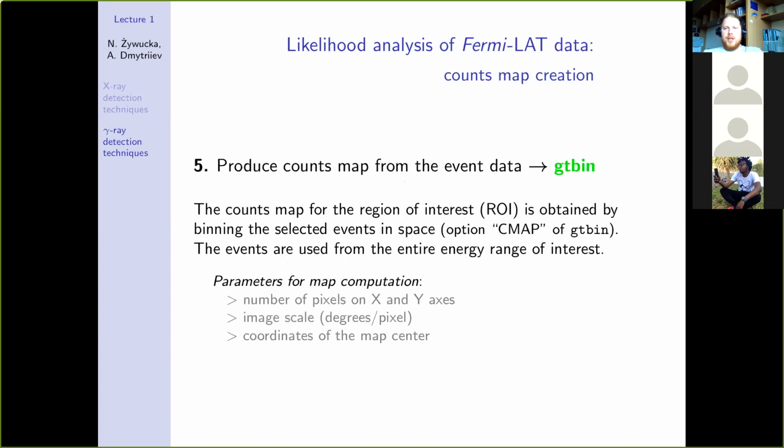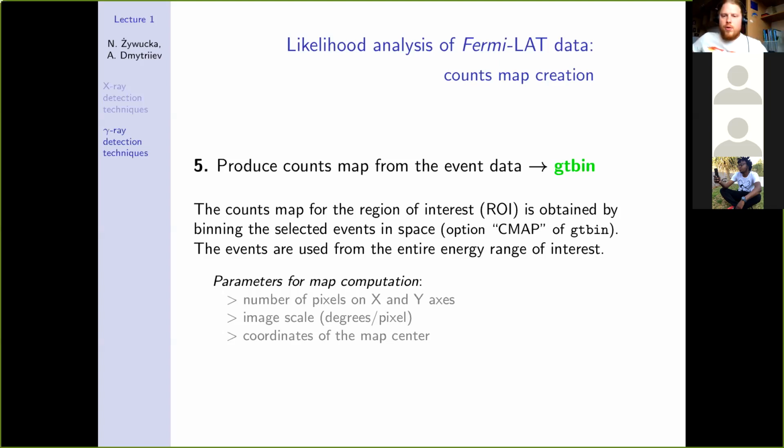Then it's getting a bit more interesting: count map creation. You need to verify how your data actually looks. You want to see images, especially exciting for extended sources like the Large Magellanic Cloud or the Crab Nebula. You want to see what is in your region of interest. The data which you selected, as I said, you download from a specific region, typically 10 by 10 or 20 by 20 degrees, and this is called the region of interest. This is where your source is located and where you measure your background.